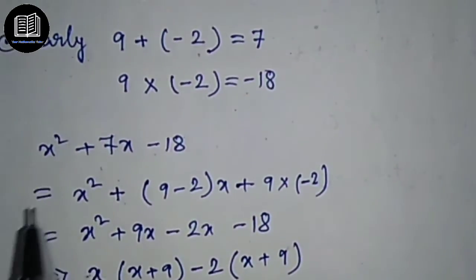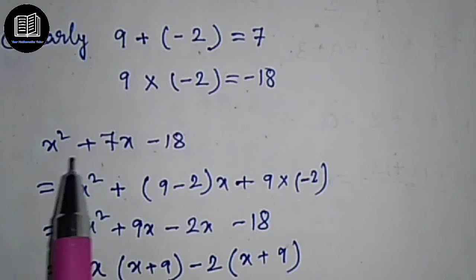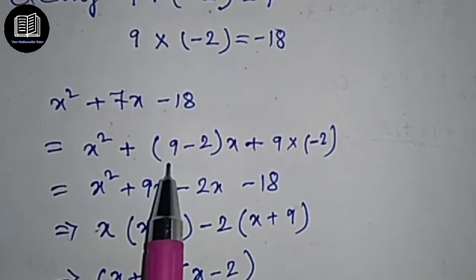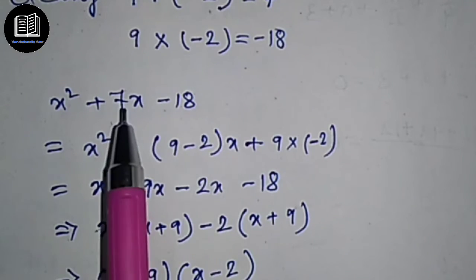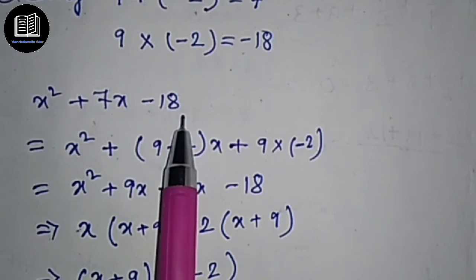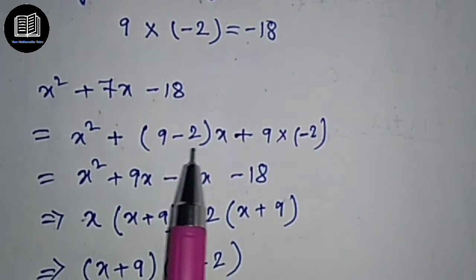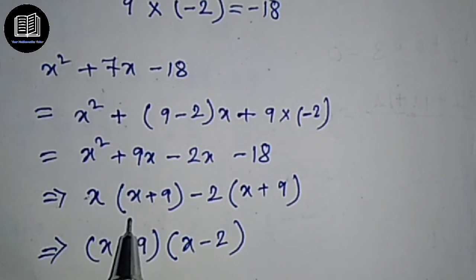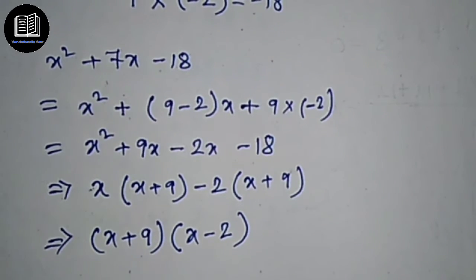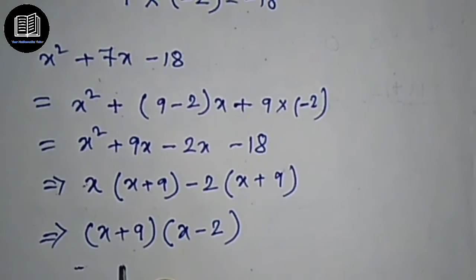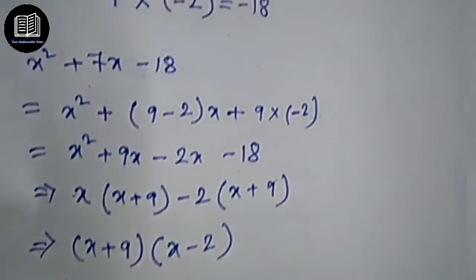So here, when the polynomial is of the form quadratic trinomial, we find two integers where the sum of the integers is 7 and the product of the integers is minus 18. And putting the value of the integers, we split them up and taking common, the factors become x plus 9 and x minus 2. So here we complete some methods of factorization.